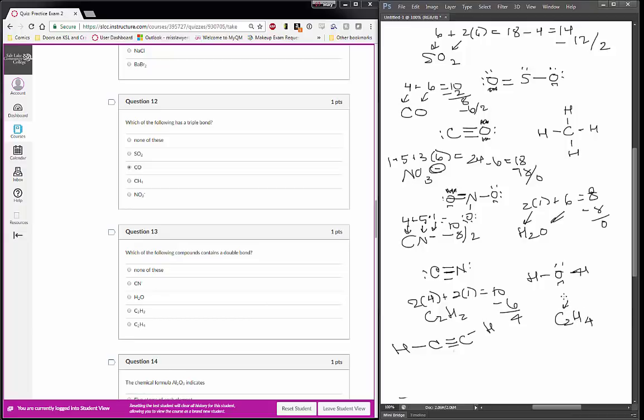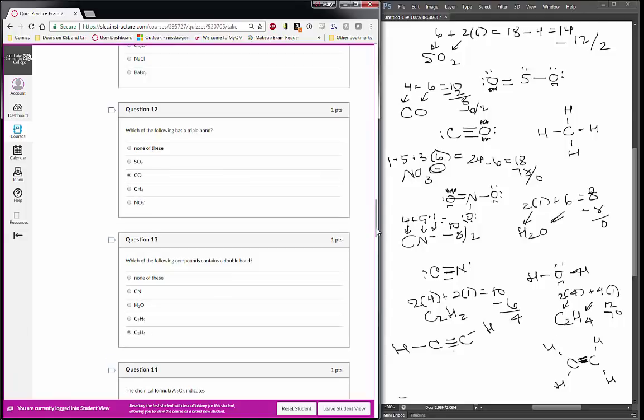C2H4, each carbon comes in with 4 electrons. Each hydrogen comes in with 1 electron. So we've got a total of 12 electrons. 2 carbon atoms are central. We're going to distribute the hydrogens evenly across them. And we've used 2, 4, 6, 8, 10 electrons. We only have 2 left. If I put them on the left carbon, then the right carbon would not be happy. If I put them on the right carbon, then the left carbon would not be happy. So they're going to have to be shared between them. And hopefully you can see that now my C2H4 has a double bond. That's what they were asking about.